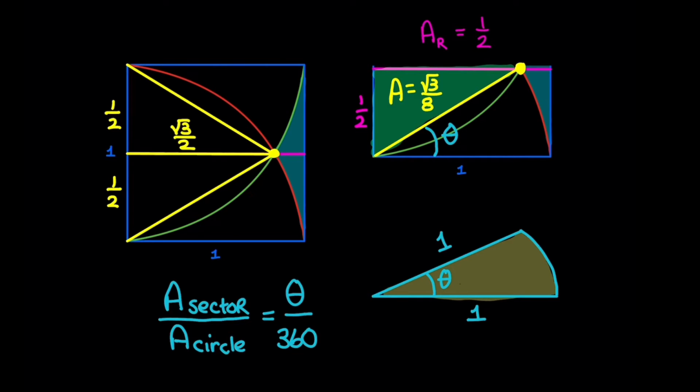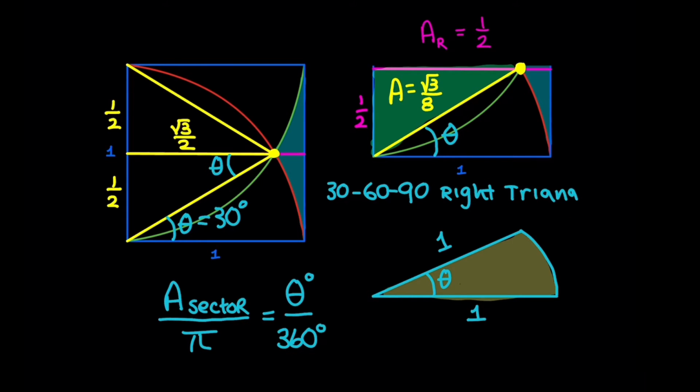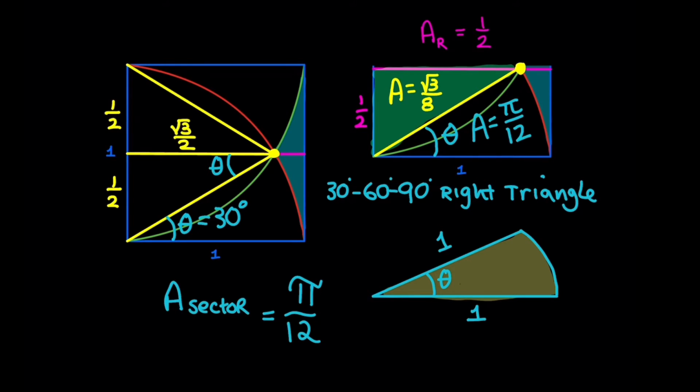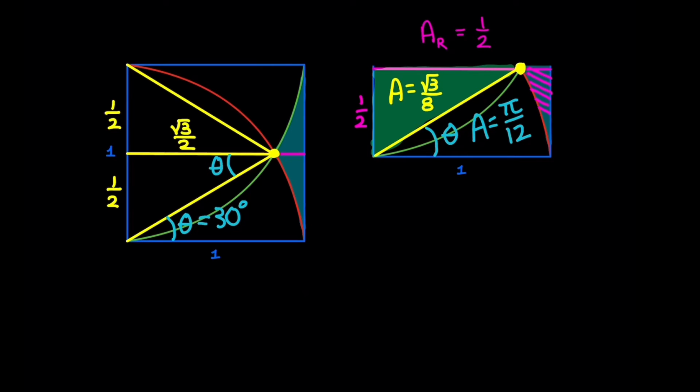So the ratio of the area of the sector to the area of the circle that it would be inside of is proportional to the angle theta over 360. Now, since we know that this angle is 30 degrees, we can replace that in our proportion and solve for the area of the sector. 30 over 360 reduces to 1 over 12, and solving for the area of the sector, we get pi over 12. So the area of the sector is pi over 12.